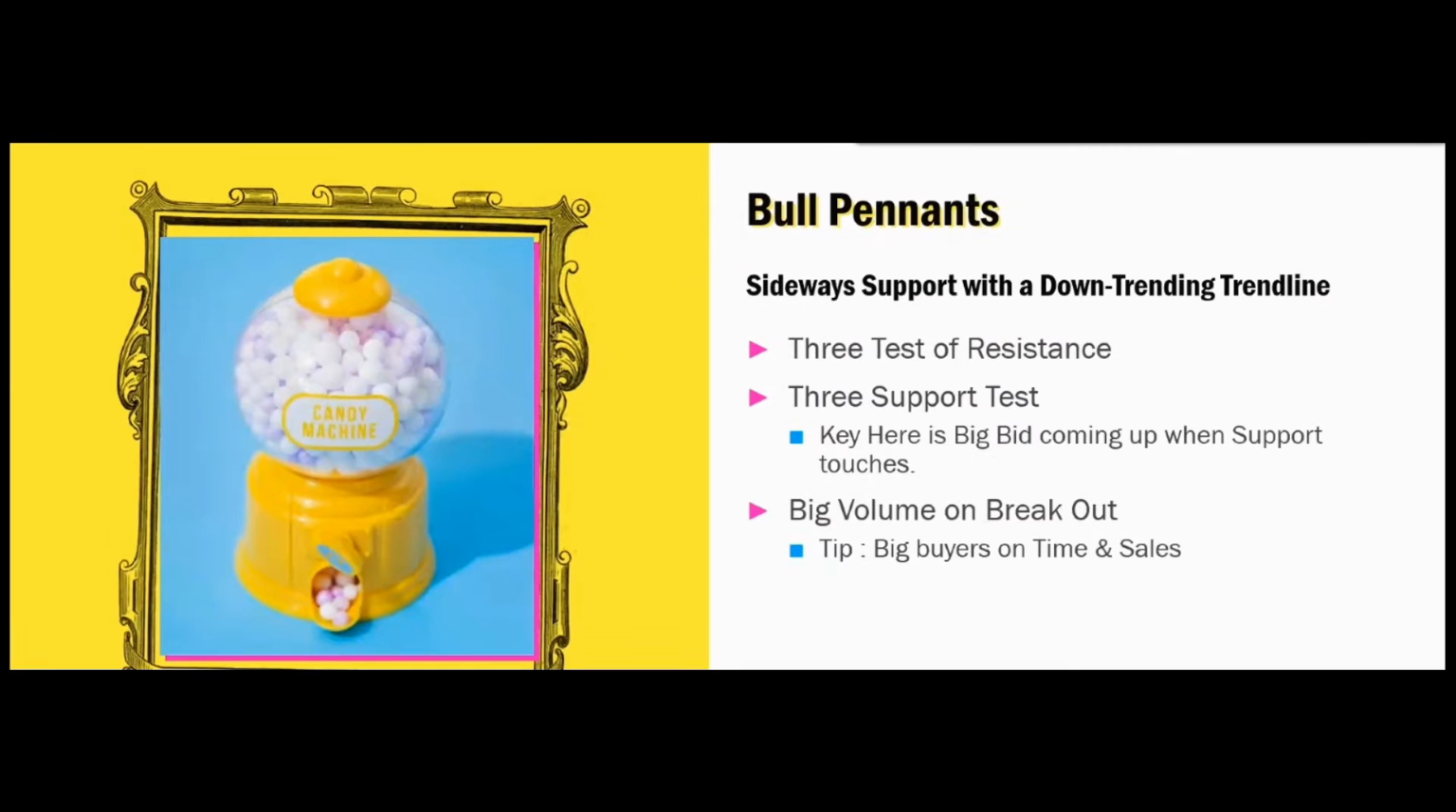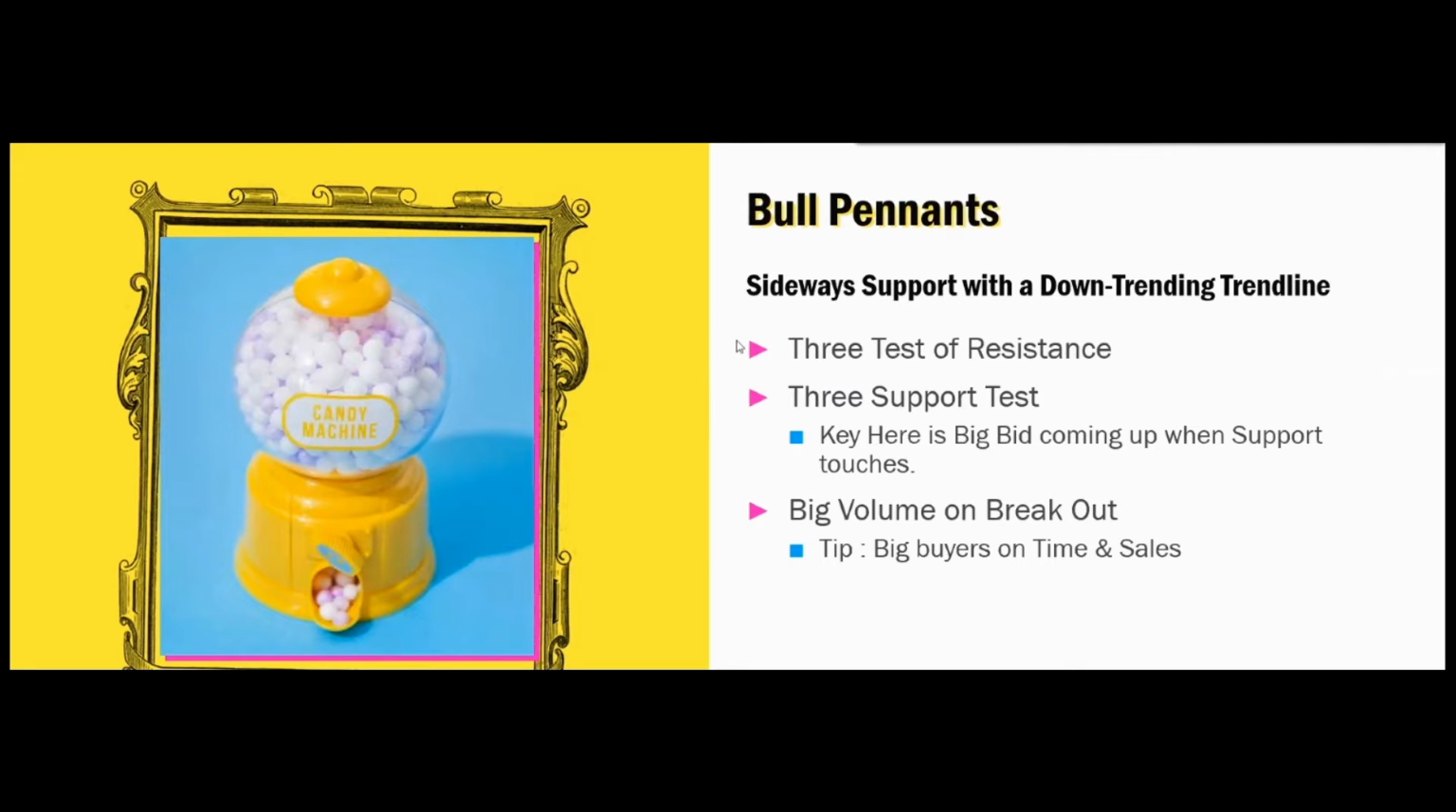Let's get into the bull pennants here. The bull pennants are sideways support with a downtrending trend line. The real key to differentiate a bull pennant and a bull flag is that in a flag, we have this kind of upward ascending trend line as well. In a bull pennant, we have a sideways support with a downtrending trend line. So you're going to have a solid support line with a nice downtrending line.